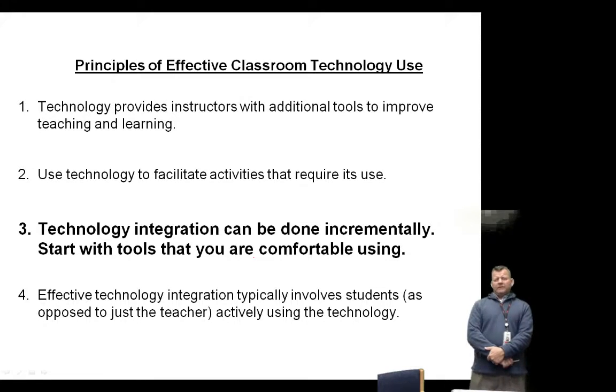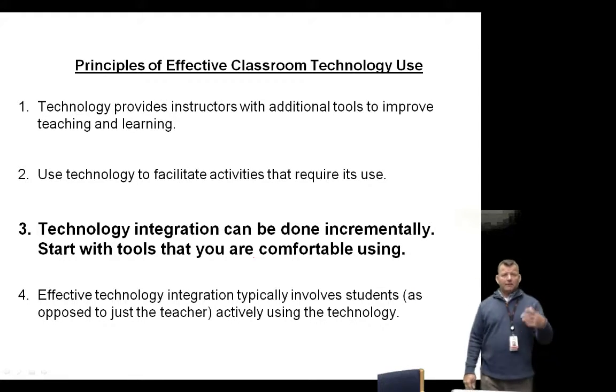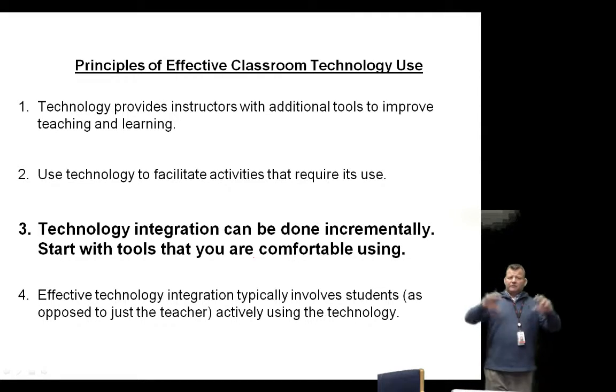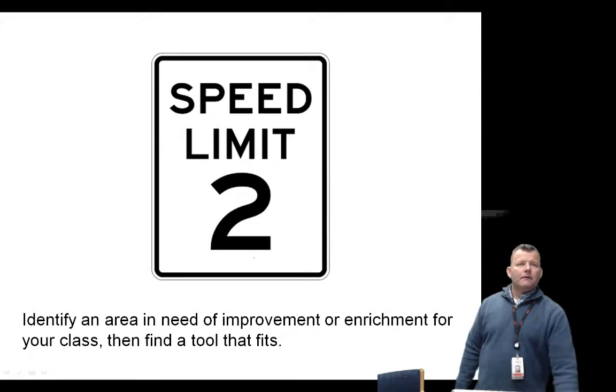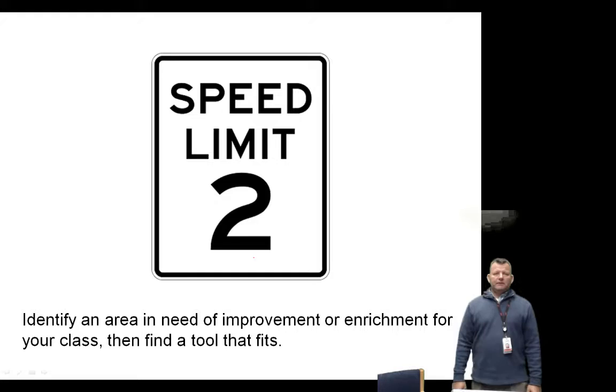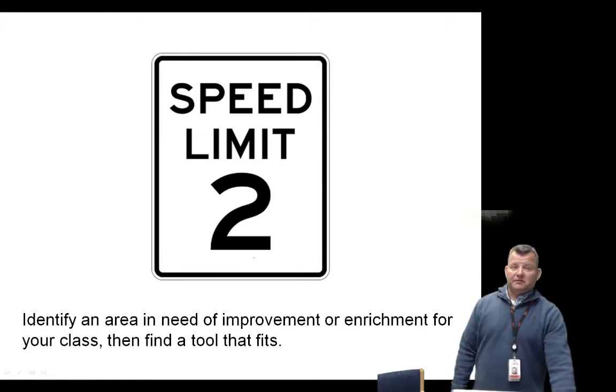Maybe it's doing some type of a discussion board or some type of a blog or a wiki that they read outside of class, that you initiate some discussion coming back to class the next day or the next session. You don't have to just go full-blown into videos and doing all these things at the same time. So initiate your plan incrementally. So the speed limit here is 2. You don't have to go 75 just to start off.